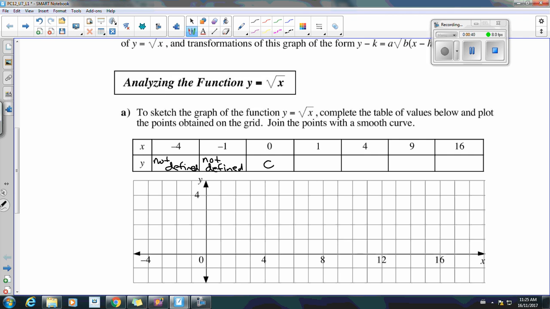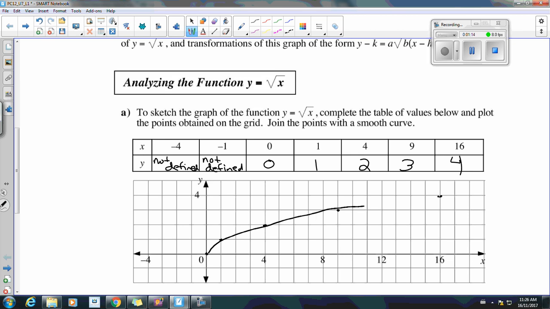When x is 0, y is 0. When x is 1, well, the square root of 1 is 1. When x is 4, the square root of 4 is 2. Then we can fill in the other values, just square rooting these values. So we can plot these points. We have (0, 0), (1, 1), (4, 2), (9, 3), and (16, 4).